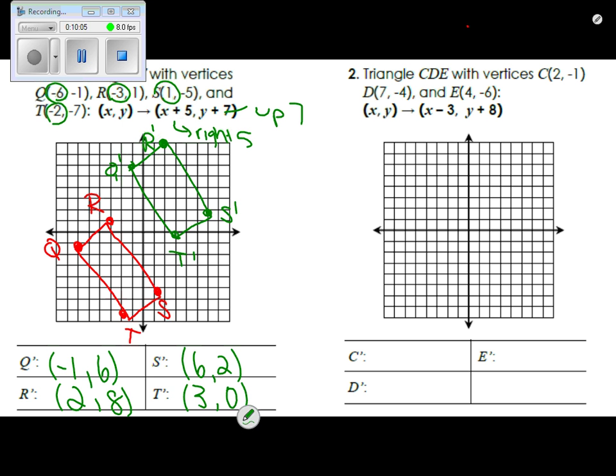Okay. Questions? Well, I see my point at 3, 0. I see 6, 2. I see negative 1, 6. And 2, 8. It's just probably the way I drew it.